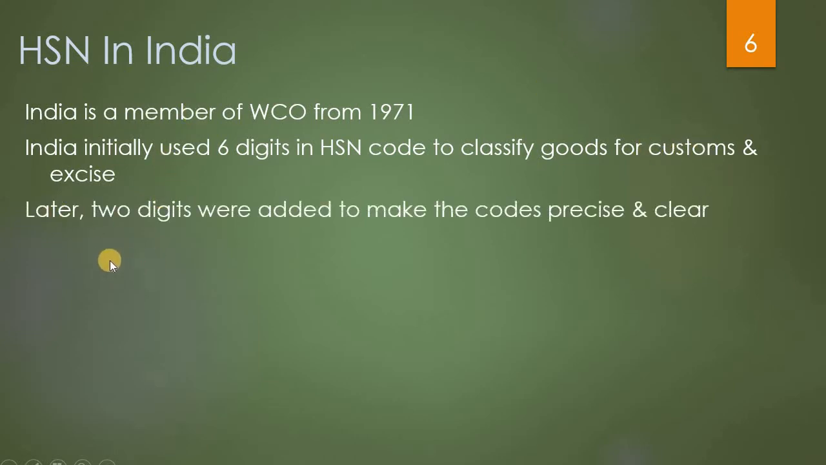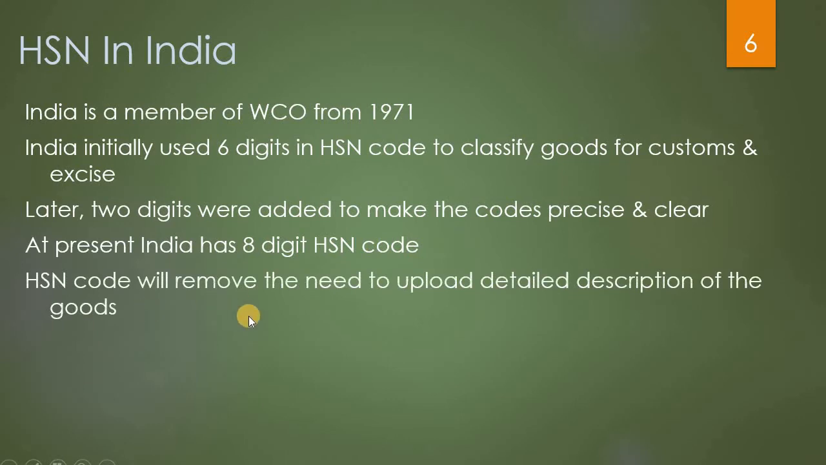Later on, another 2 digits were added so that there is clear-cut information about the product and clarity about the commodity used for trade and for paying customs duty and excise duty. At present India has an 8-digit HSN code and the same is used for GST also.